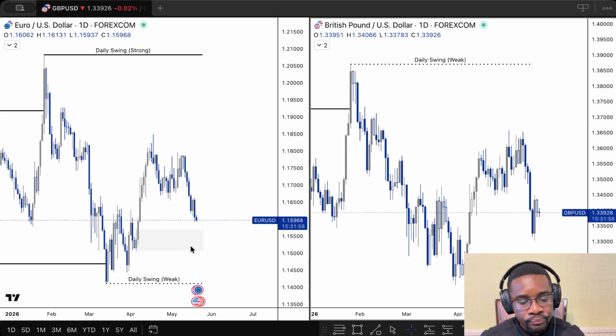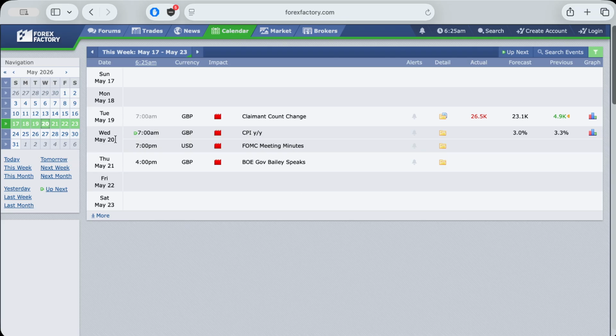Good morning, everyone. Welcome to the Working Trader, where we look at the Euro USD and GBPUSD and come up with trade ideas for the day, if there are any. So let's look at Forex Factory. Today's Wednesday. We have CPI for the pound and FOMC for the USD. So we have high impact news events today.